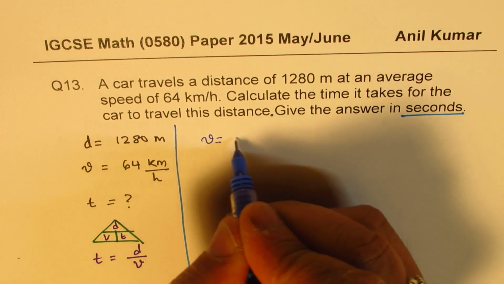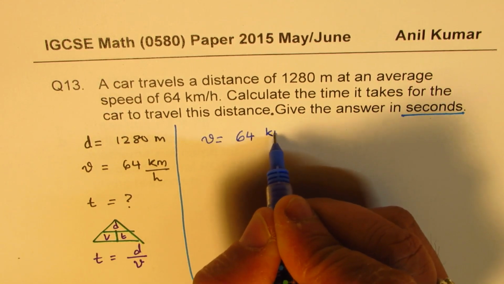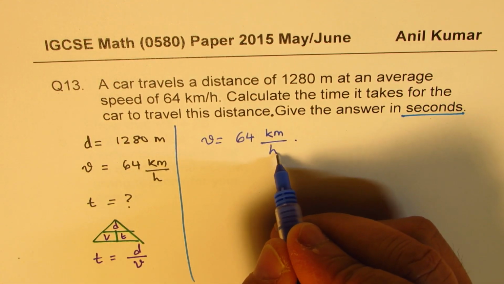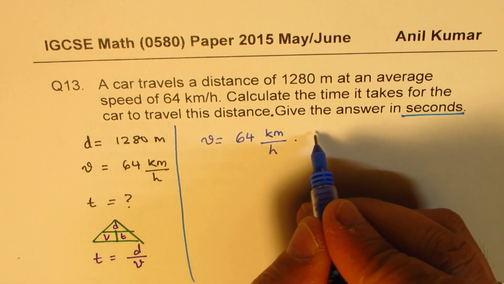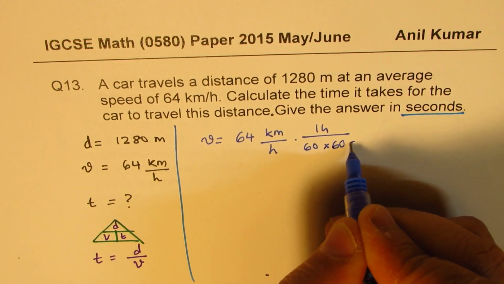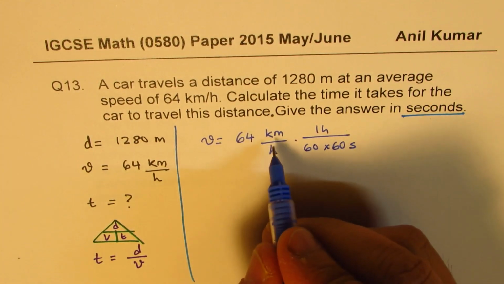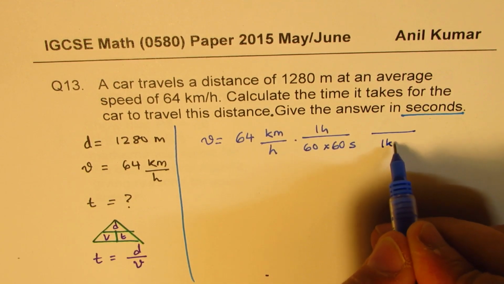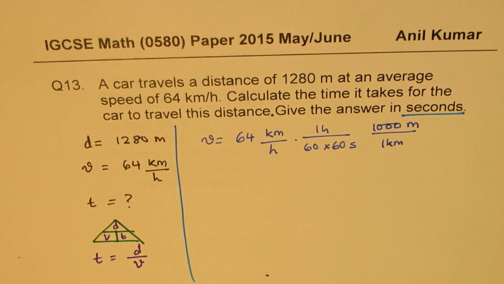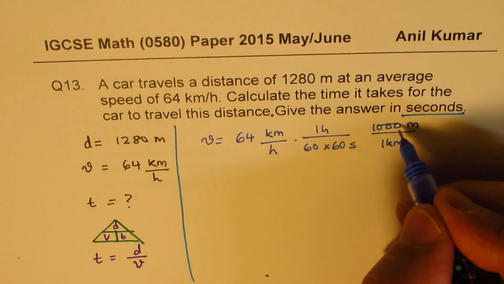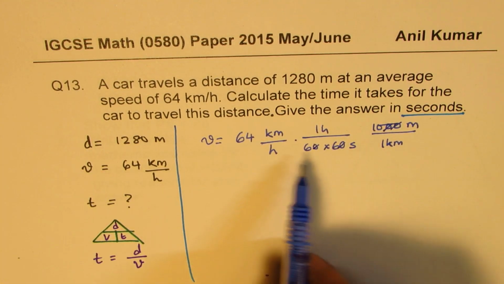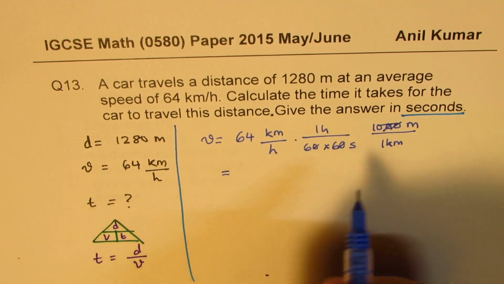So we are given velocity as 64. The units are kilometers per hour. Now, in 1 hour, how many seconds are there? So in 1 hour, we have 60 times 60 seconds, correct? Now, as far as kilometer, we need to cancel. So in 1 kilometer, we have 1000 meters. So that helps us to simplify. Perfect. So just making simpler calculations here, just cancelling out these two, right? So I'm not really bothered about simplifying it further.